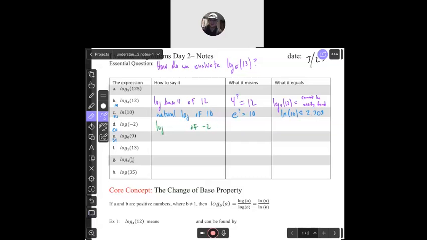So then what would it mean, Caleb? 10 to an exponent equals -2. Okay, and then what would log of -2 equal? It does not exist. Right?